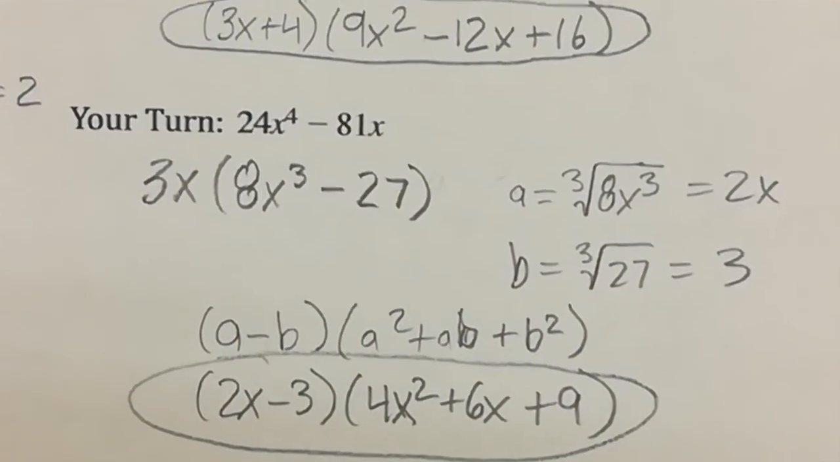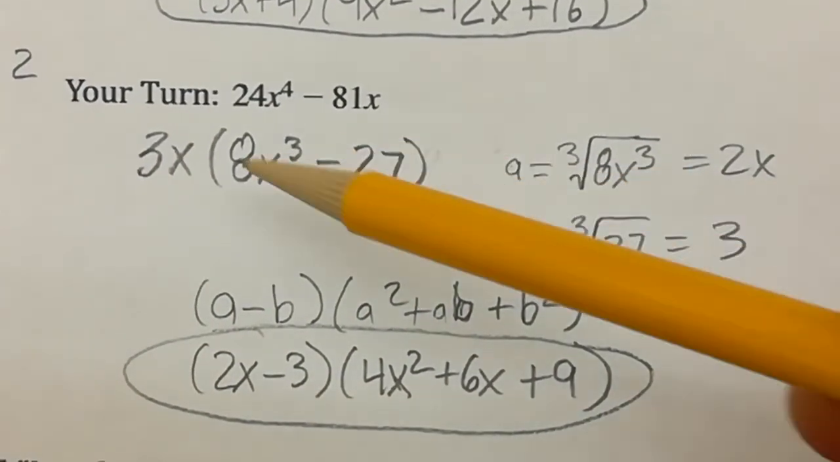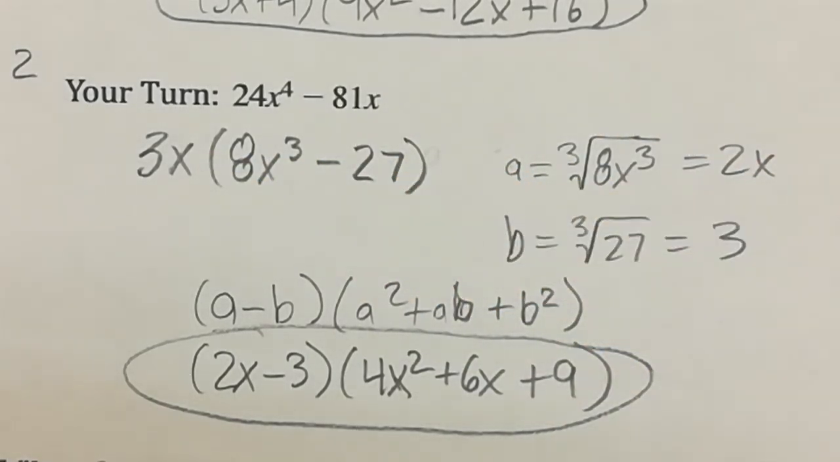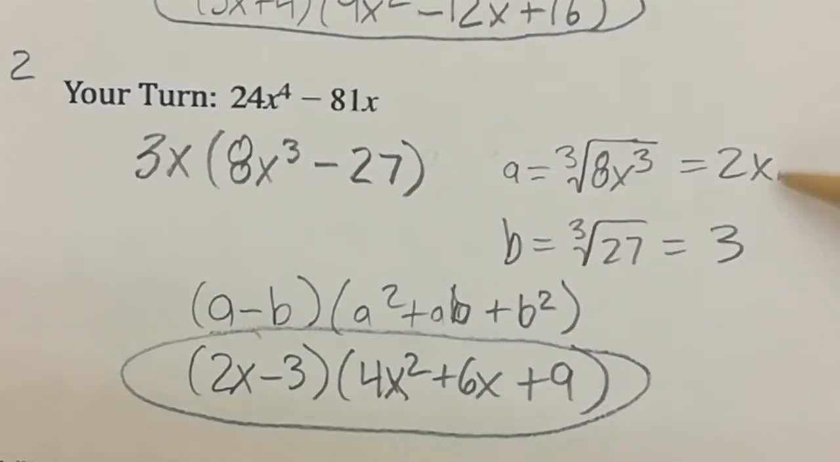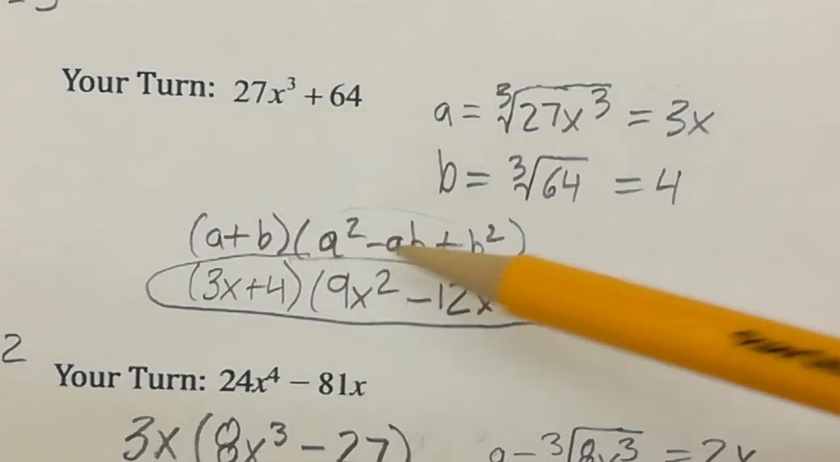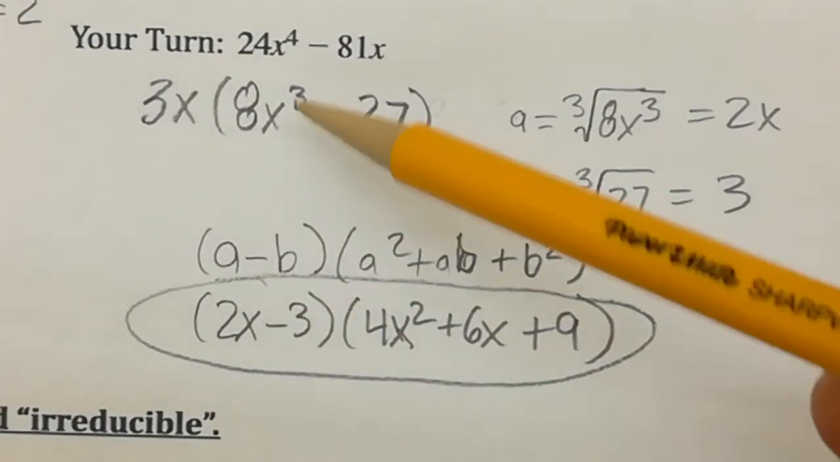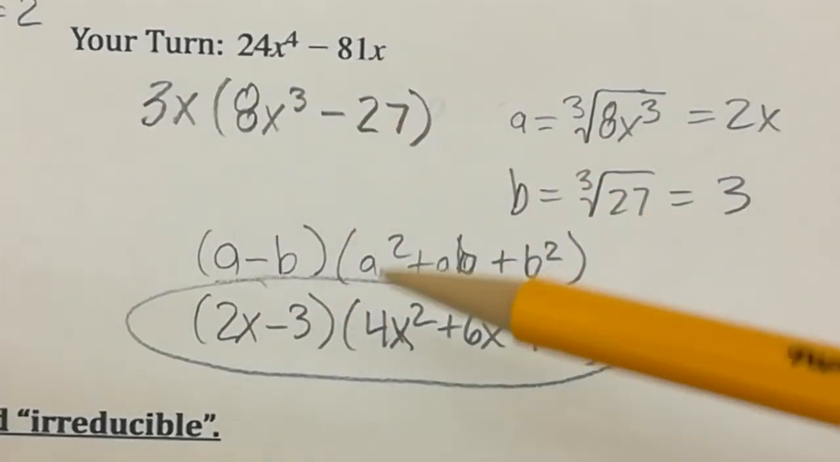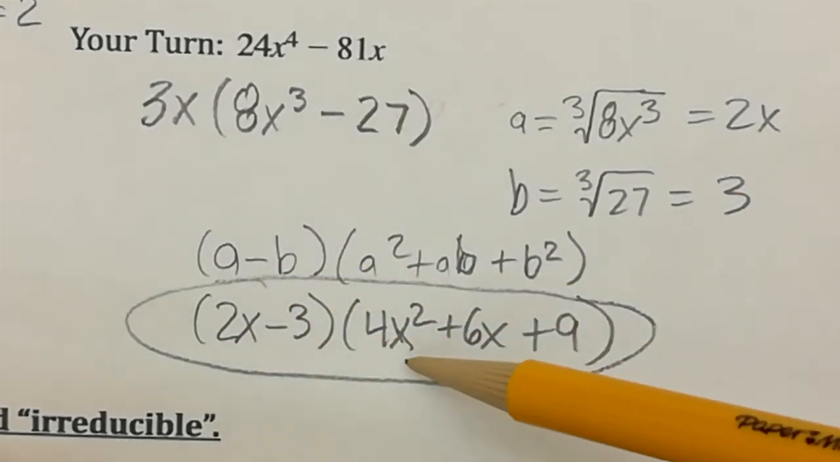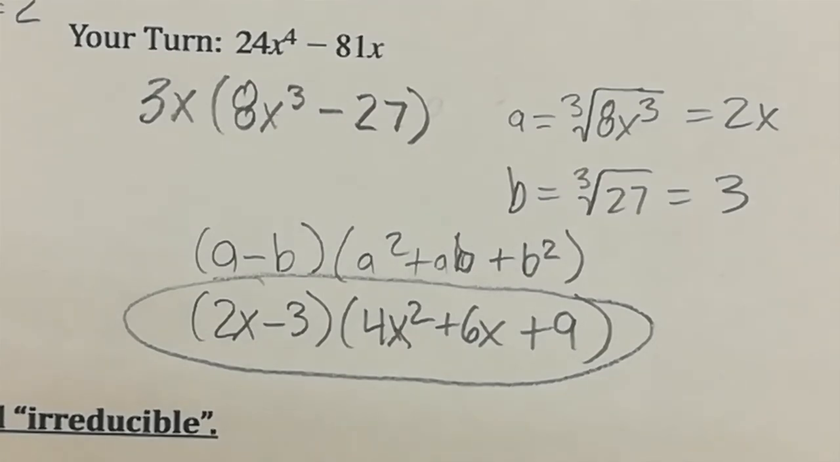All right, and then down here, you did have to factor out a 3x first, and so I ended up with this. And then you take the cube root of each of those, right? And so I got 2x is my a, 3 is my b. Oh, yeah, make sure you use the right formula in this one also. The previous one was a sum of cubes, so make sure you use that formula. This was a difference of cubes, minus here, right? So you had to use that formula. Okay, so 2x minus 3, and then times 4x squared plus 6x plus 9.